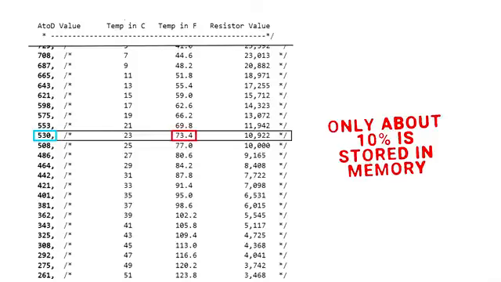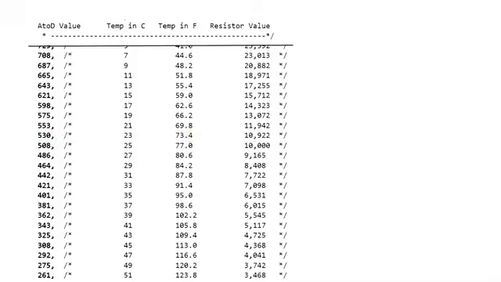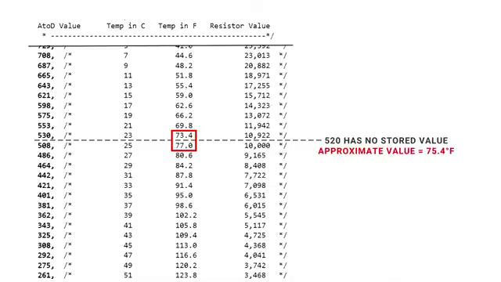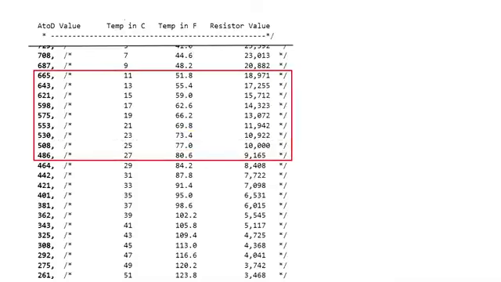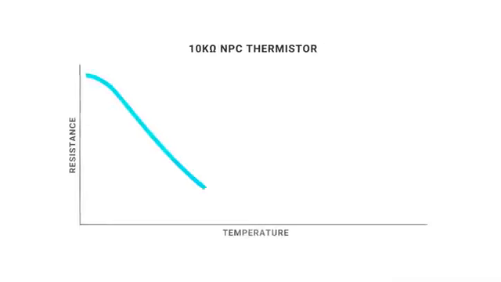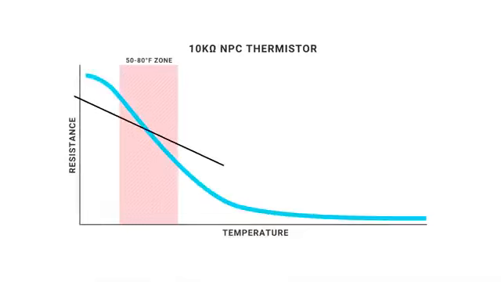But if the output of the ADC falls between 2 values, like if it's 520, what will happen is the processor will look at the 2 closest temperature values and perform some simple linear math to approximate the correct temperature. The nice thing is, the region we care most about precision, which is sort of 50 to 80 degrees, happens to also be the region in this thermistor's temperature curve in which the change in temperature compared to resistance is also the most linear. So that means that this approximation is most accurate in the area that we care about the most. And that's not a coincidence.